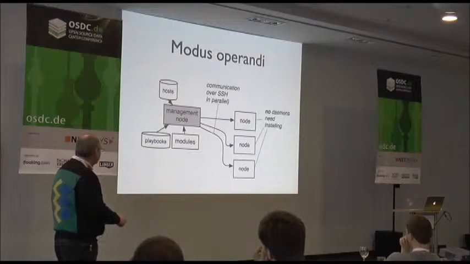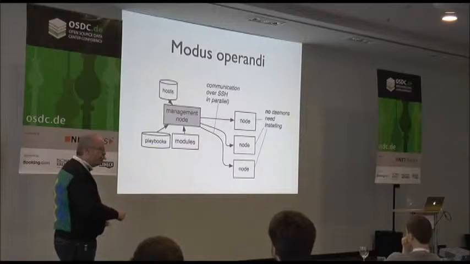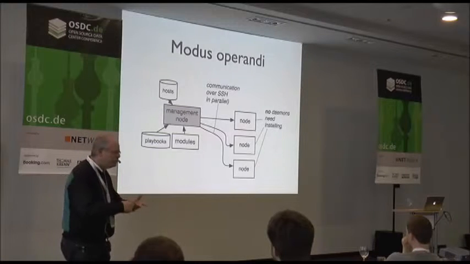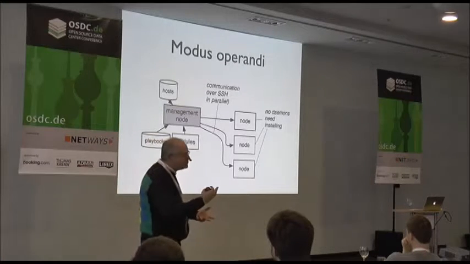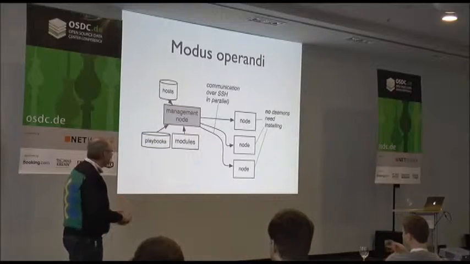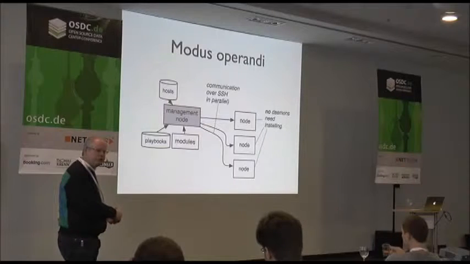Ansible then connects via SSH in parallel to the nodes and pushes itself, or rather a module, over. The module does something, for example copies a file, removes a file, creates a user, installs a package, removes a package, or reboots a machine. And Ansible then cleans up after itself and returns.